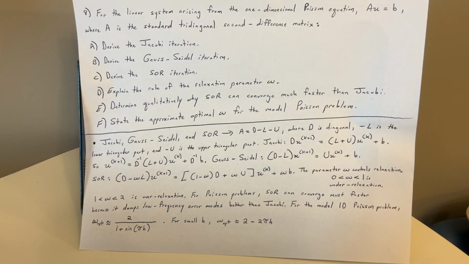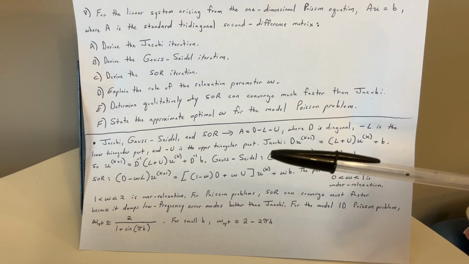Derive the Jacobi iteration, derive the Gauss-Seidel iteration, derive the SOR iteration, explain the role of relaxation parameter omega, determine qualitatively why SOR can converge much faster than Jacobi, and for F, state the approximate optimal omega for the model Poisson problem. So this is just an overview of this one. So this is Jacobi, Gauss-Seidel.